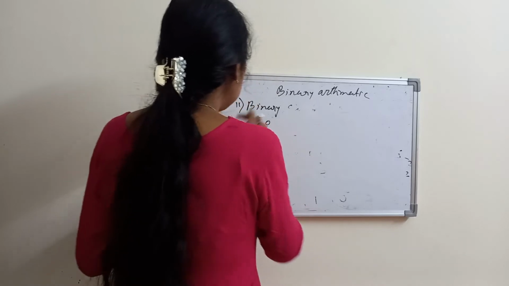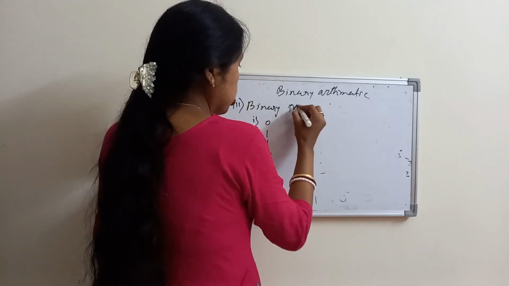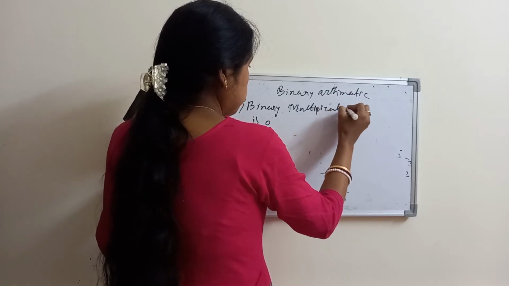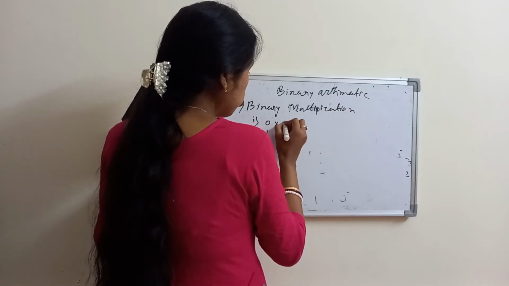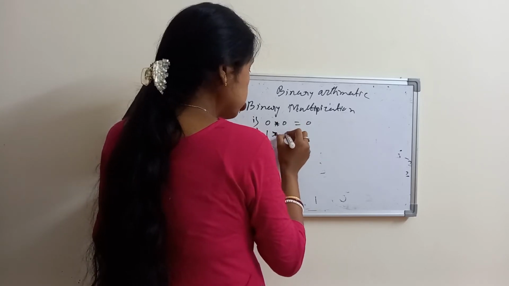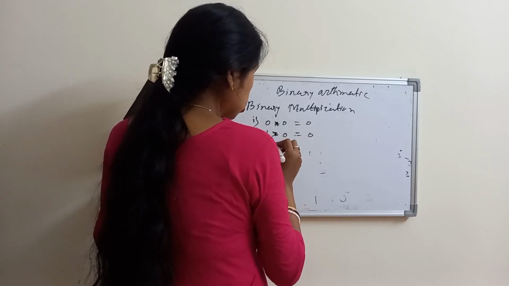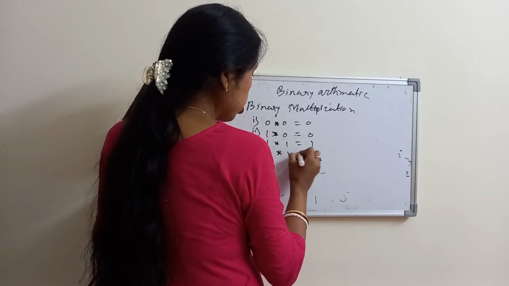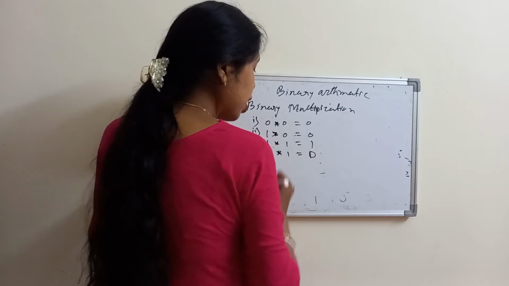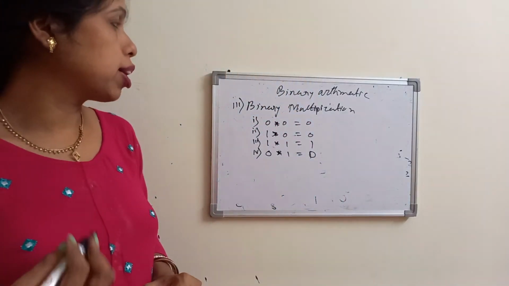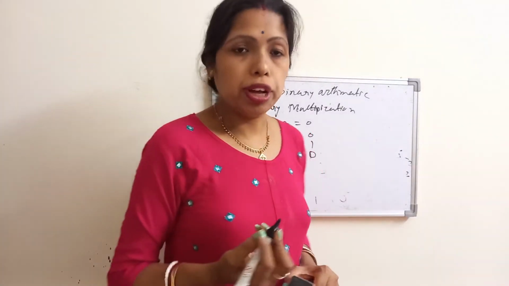The third one is binary multiplication. In the case of multiplication, 0 into 0 is 0. 1 into 0 is also 0. 1 into 1 is 1, 0 into 1 is 0. So this binary multiplication is the same as decimal multiplication.